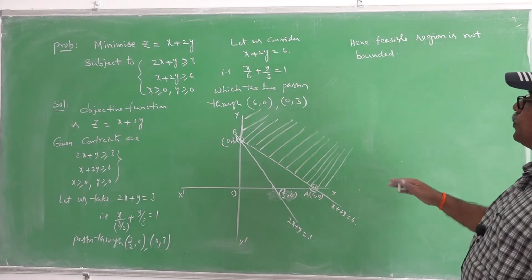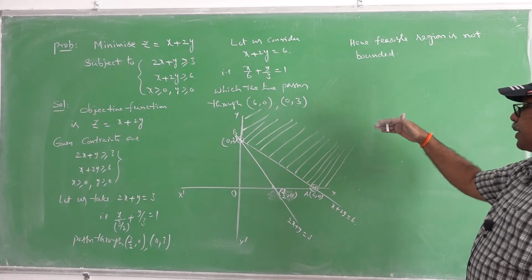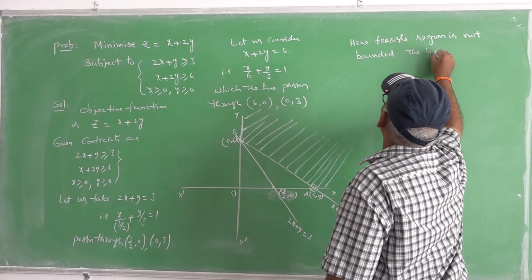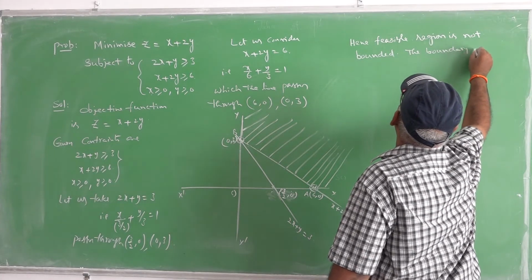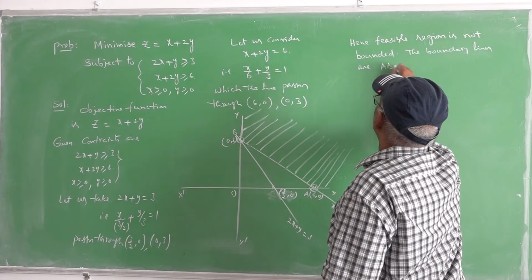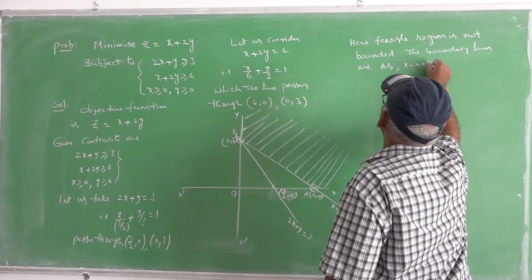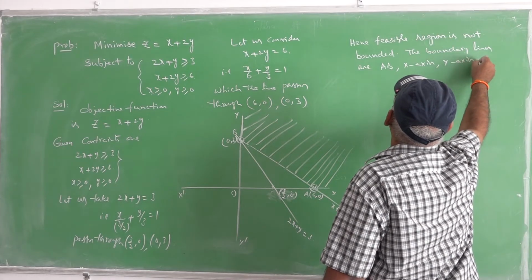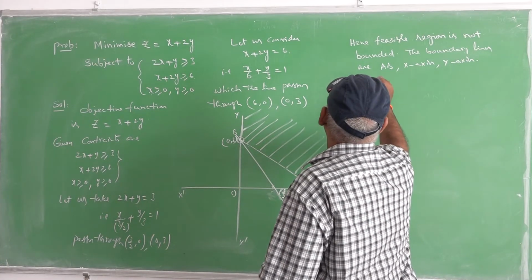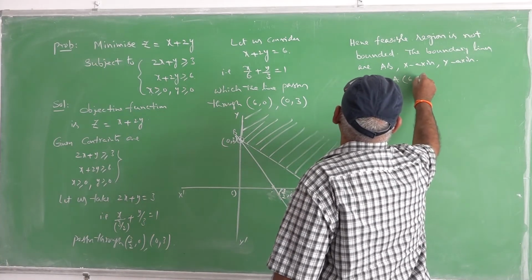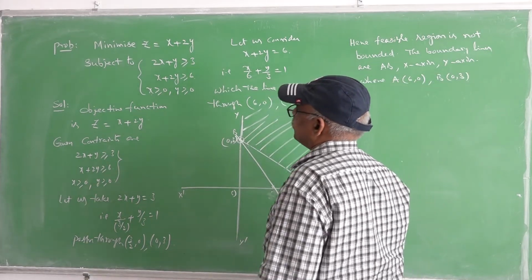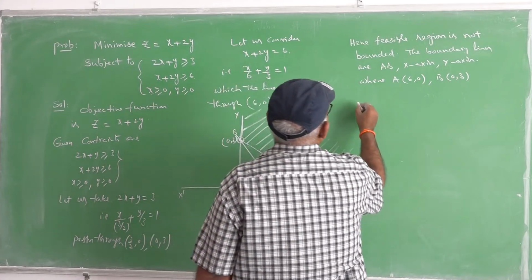The boundary lines of this region are AB, the x-axis and the y-axis only, where A is 6 comma 0 and B is 0 comma 3. Let us observe the objective function at A and B.